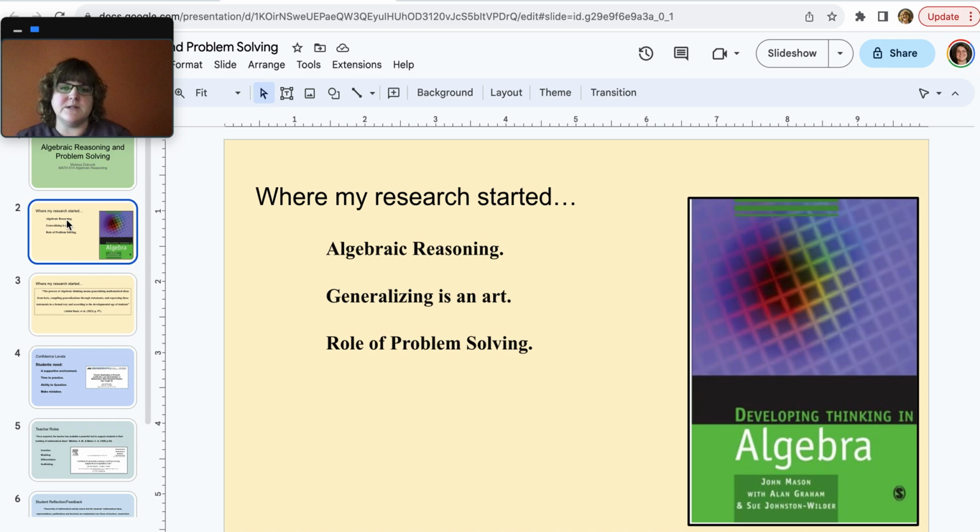So as I was reading these articles and gathering information, I came to three general conclusions and pieces that linked all of my research together.